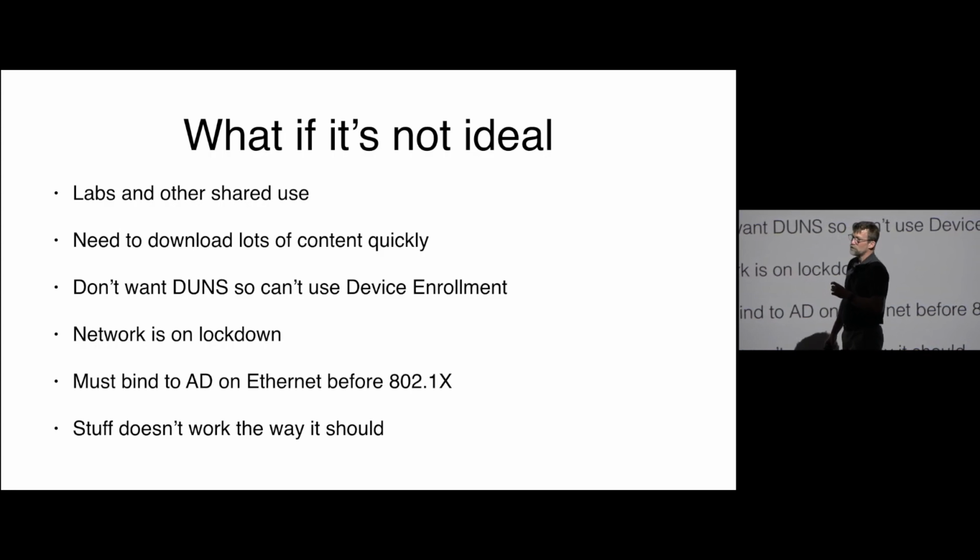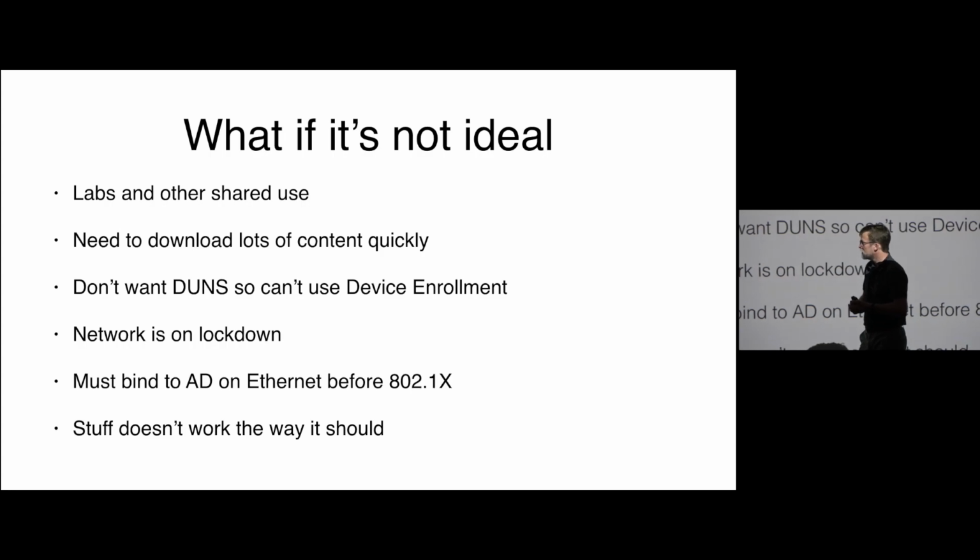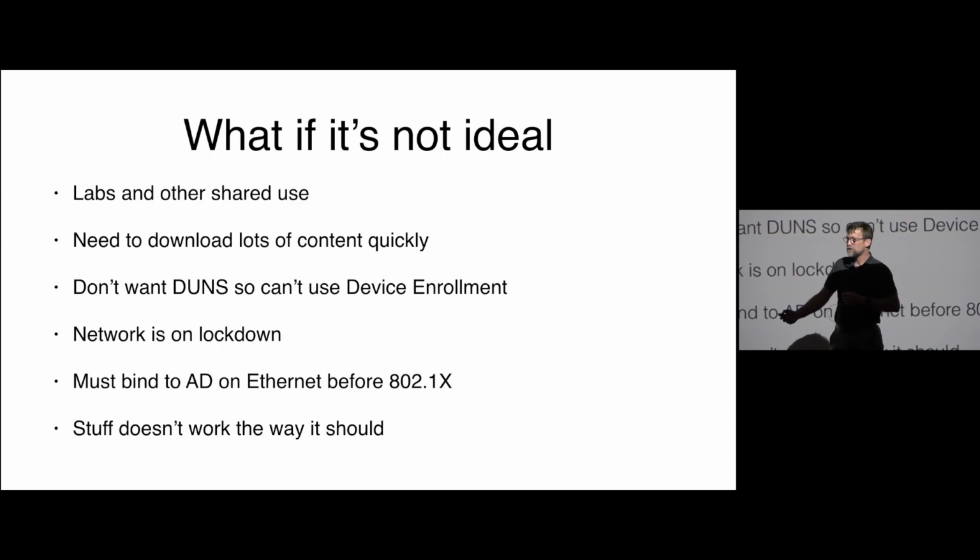What if you don't want DUNS, or what if you're a company that doesn't want to register with Dun & Bradstreet, so you can't participate in Apple Business Manager, so you can't do device enrollment? What if your network is on lockdown and your network admin likes to select checkboxes and lock stuff down? What if you have to bind to Active Directory before you get 802.1x authentication set up, so you need Ethernet, but no one in your organization has Ethernet because you've moved everything to Wi-Fi?